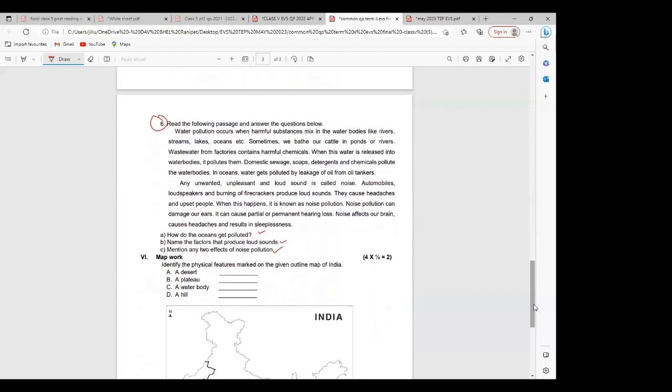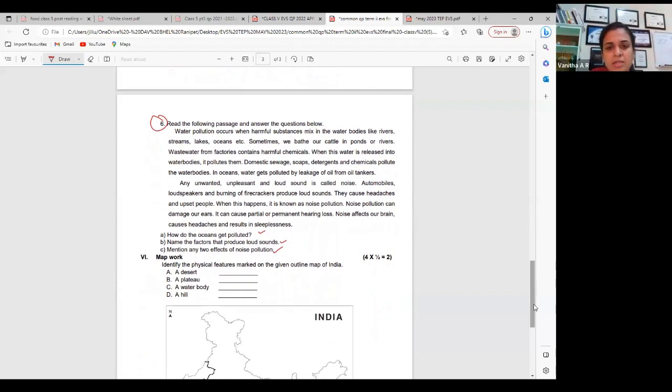Is this paragraph from the textbook, I mean, from the lesson, ma'am? I don't think so. It is from the lesson, ma'am. It is just taken from elsewhere. It could be given like that also, ma'am. Yes, the first question is, how do the oceans get polluted? There is a direct answer in this passage. In oceans, water gets polluted by leakage of oil from oil tankers. That is fine. If they write plastics, by throwing plastic, that is also right.